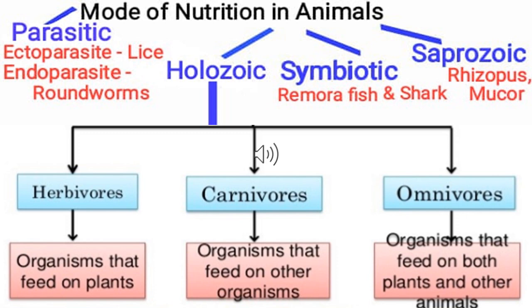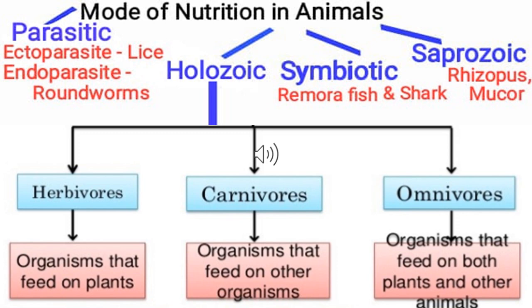Ectoparasites are living upon the outer surface of the host body, whereas the endoparasite is living upon the host body's internal structure. Ectoparasites example is lice and endoparasites example is roundworm, liver fluke, etc.